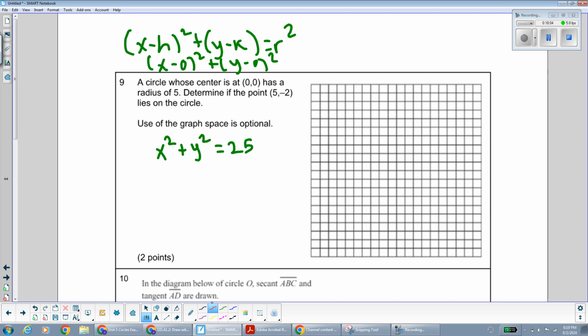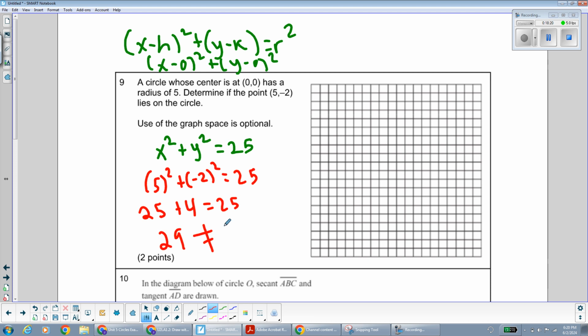The point is 5, negative 2. So let me plug in the x coordinate for x. Let me plug in the y coordinate for y. And let me see if this checks out. 25 plus 4. And nope, this does not check out. So the answer is no. It's not an explanation question, so if you have this work, it's enough to justify it. The point does not lie on the circle.